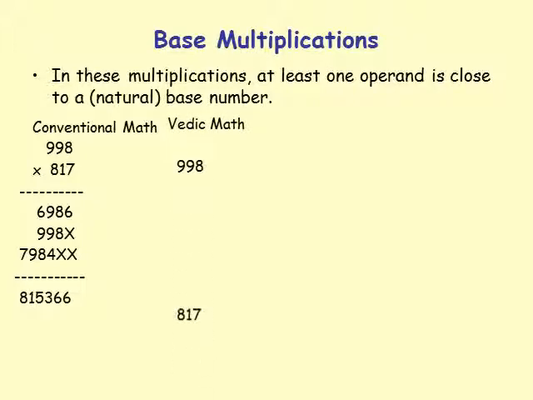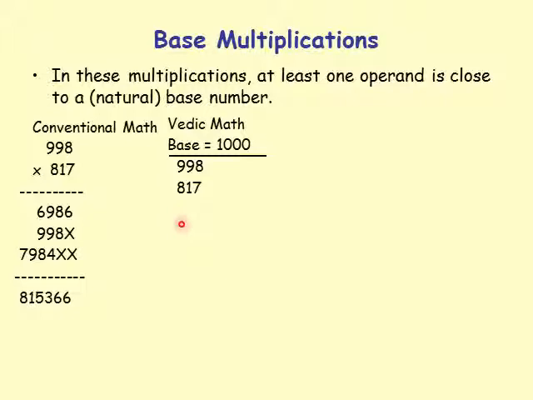In the Vedic math way, we write the two numbers just like we did before, 998 and 817, on two different rows. Now we look at base numbers here. 998 is very close to the base number of 1000, and that's the base we are going to use. The base number is 1000, and we write it down above the numbers we are trying to multiply.